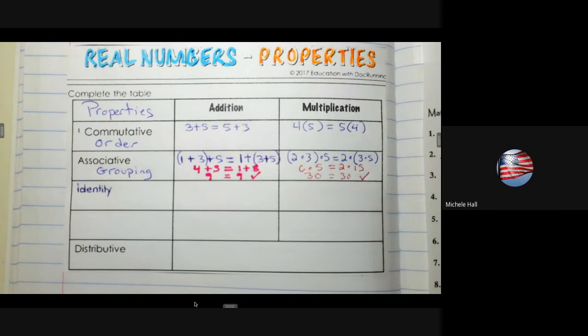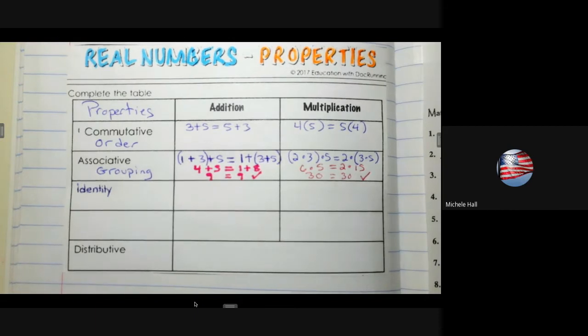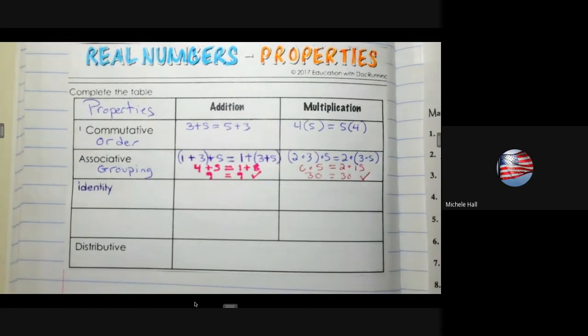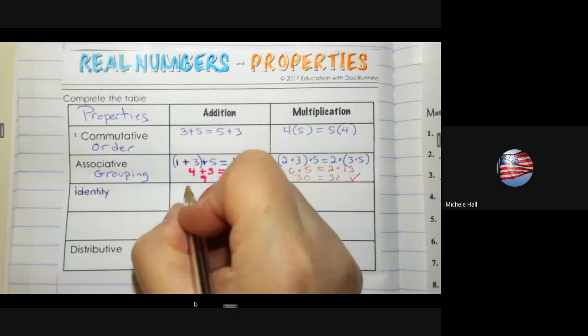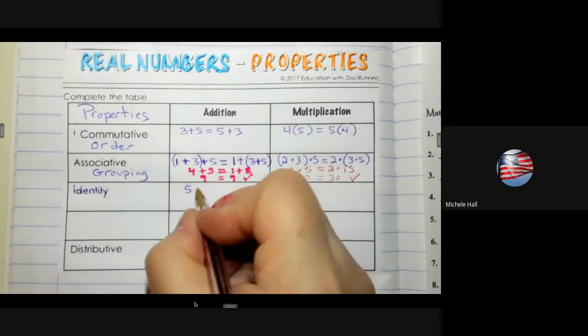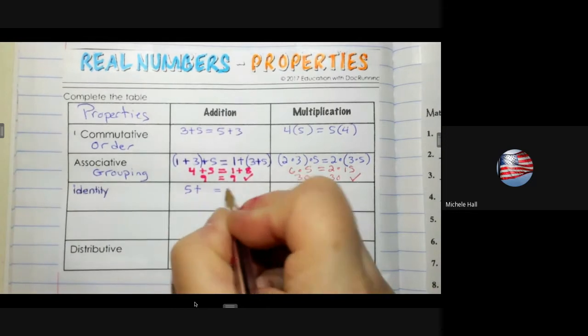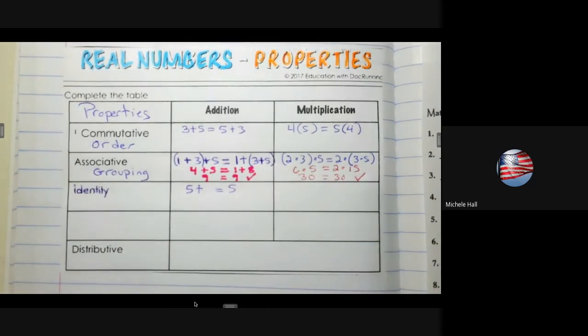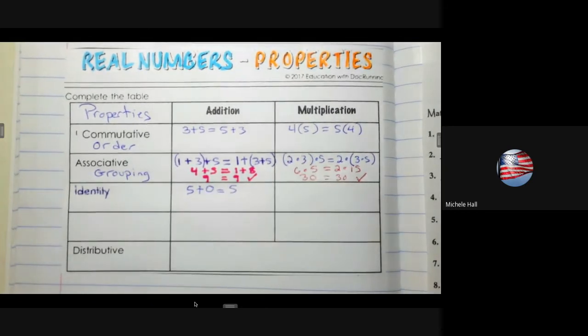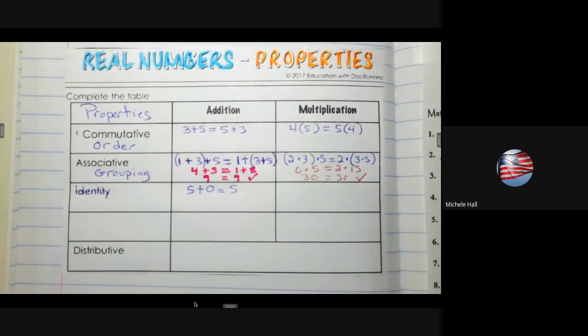The next property that we have is the identity property. I am what I am and nothing else. So the identity is about getting back what you started with. If I have 5, what do I need to add to 5 to get back 5? 5 plus what is 5? 5 plus 0 is 5. So the identity property is about adding 0 to a number and getting back what you started with.